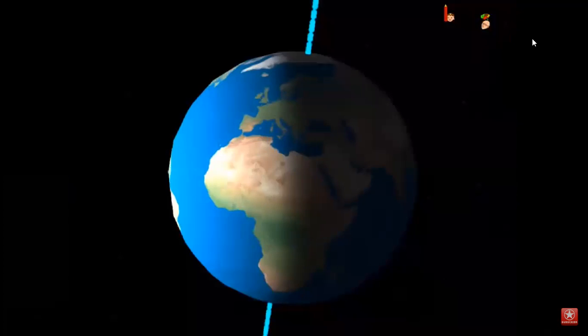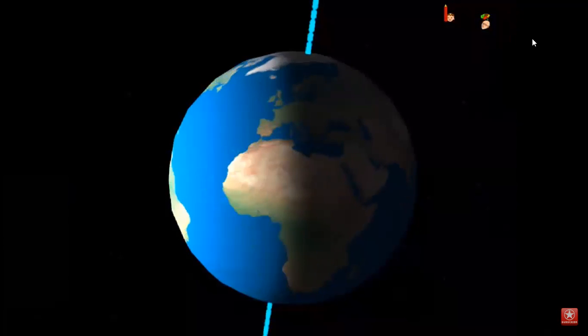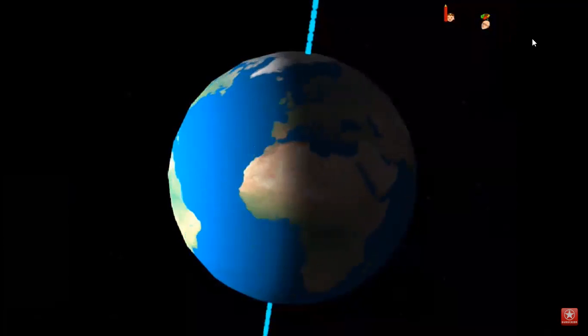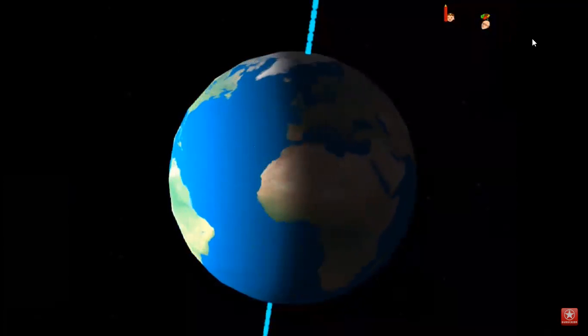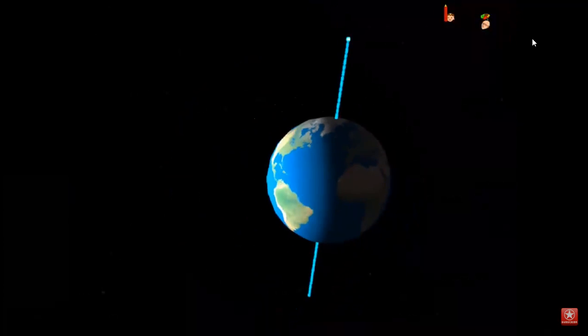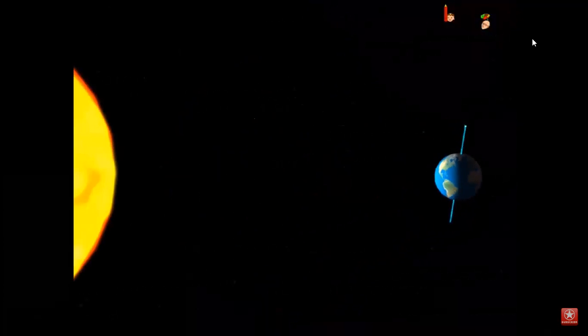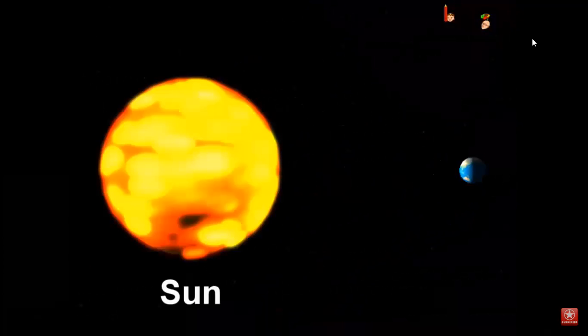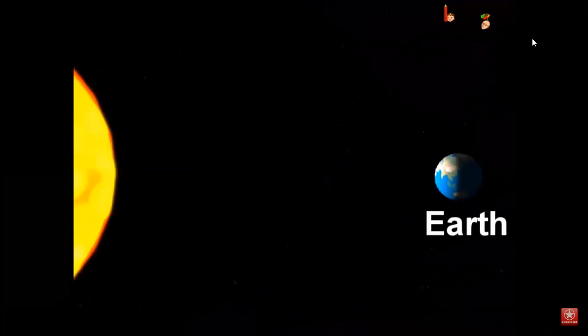This spinning movement of Earth is called rotation. Now I'm sure you must be wondering what it has to do with day and night, correct? So let us look at this video to understand why there is day and night. You see a bright yellow ball, that is sun, on the left, and a small blue ball, that is earth, on the right. Let's zoom in to see the earth closely.